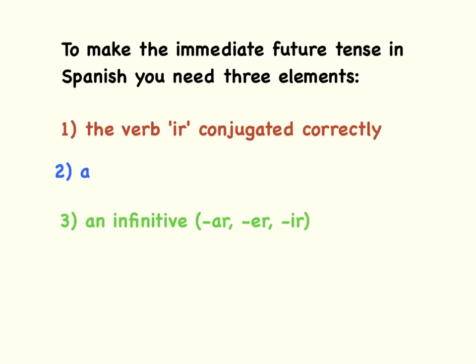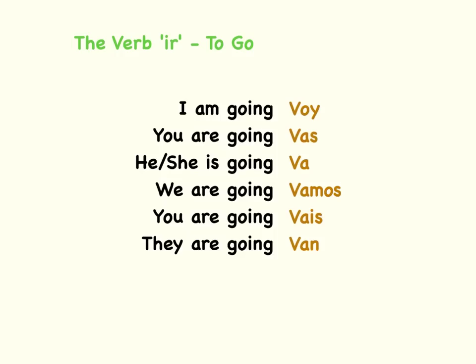To make the immediate future tense in Spanish, you need three parts. The first part is the verb ir, conjugated correctly. Then you need to write the word a, and then you need to write an infinitive, which is a verb that ends in ar, er, or ir. So let's start off with the verb ir, to go.